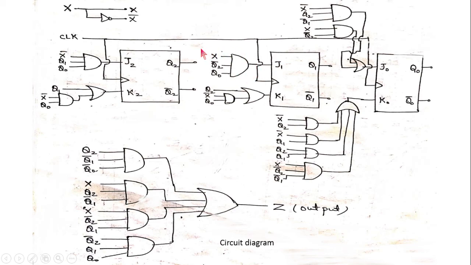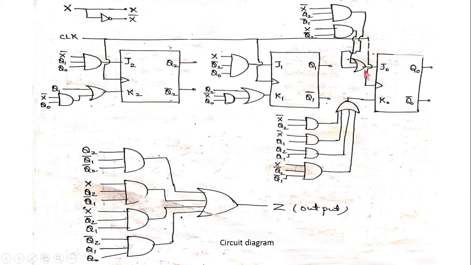Again, the expression for J1 was X Q2 bar and Q0. So we will take a 3 input AND gate which is fed to the J1 input, and the inputs of the AND gate are X, Q2 bar and Q0. Similarly for K1, it was Q2 plus X bar Q0. Q2 is fed to the 2 input OR gate, and the second input of the OR gate is fed by an AND gate which has 2 inputs. The inputs are X bar and Q0.